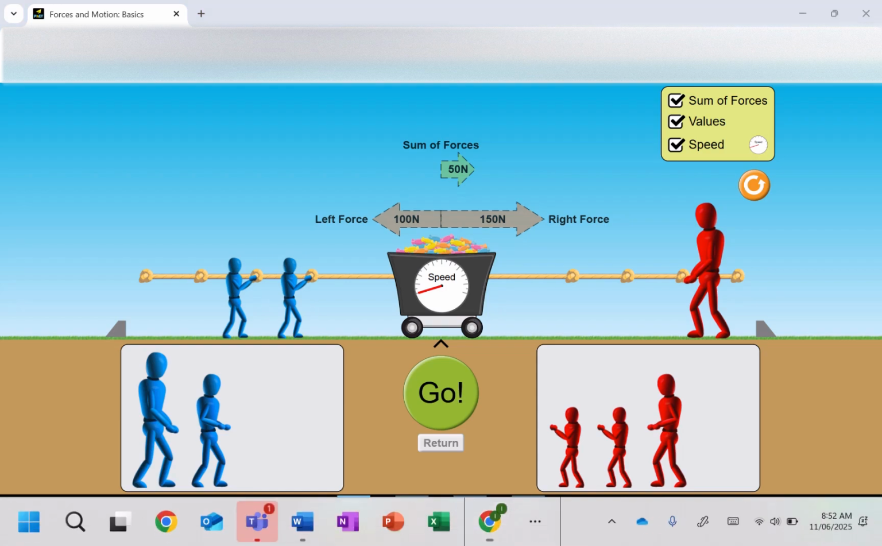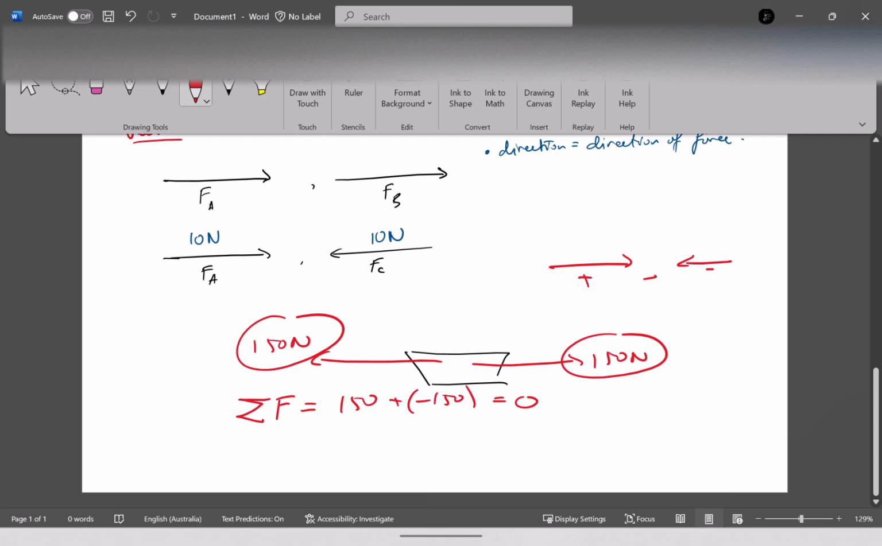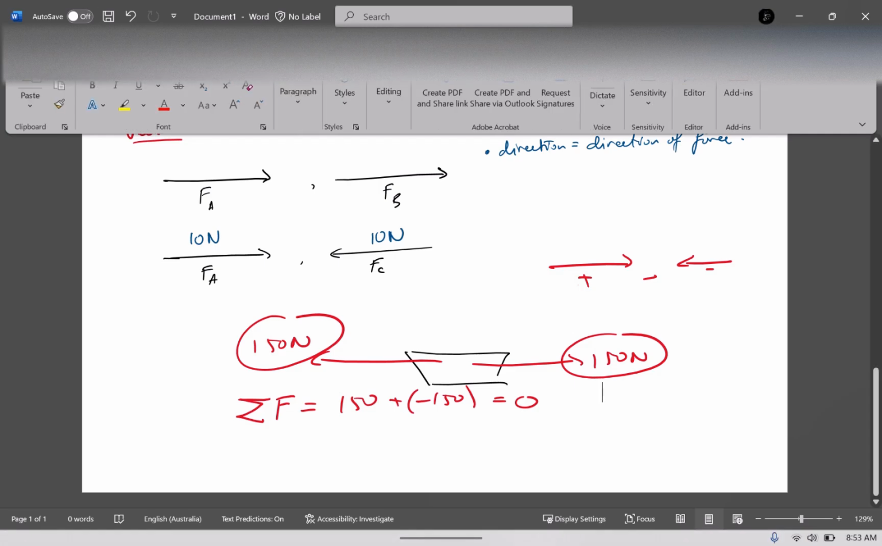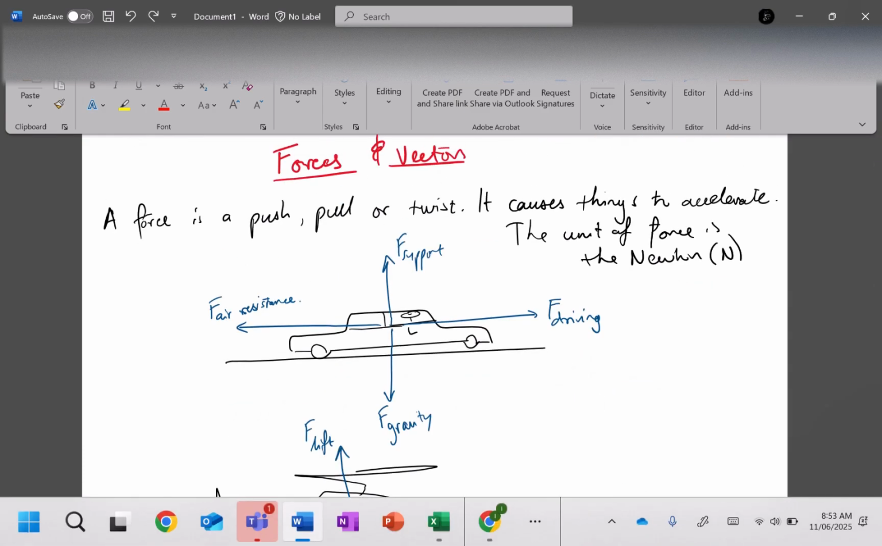Mathematically, we can represent it like this. Let me make sure I have a new page. Can I do that when I haven't scrolled down? No, I'll just, there we go.